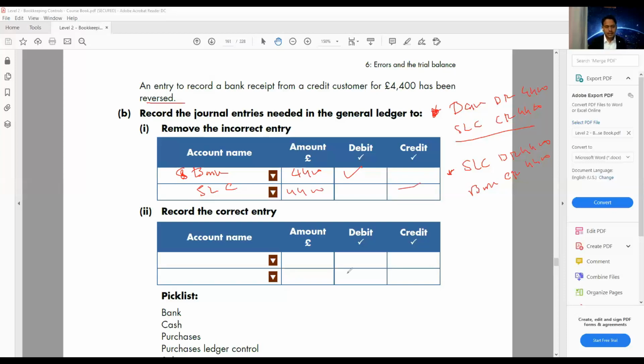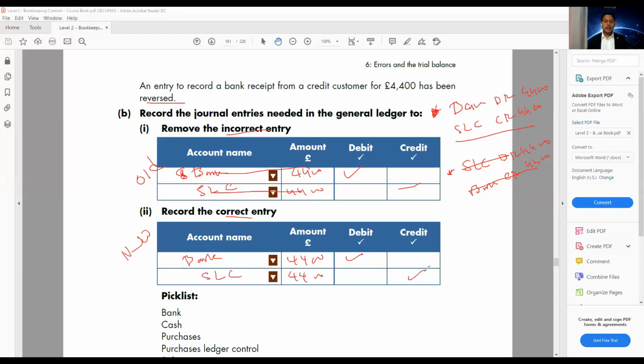As soon as I did that, my incorrect one will be gone. So this bank 4,400 debit will cancel this bank 4,400 credit, and sales ledger control was debit, it will be crossed by the credit, so it will be gone. Now the next one is to record the correct entry. I'm going to write the same thing because the first one will remove the old mistake and the new one will be in the system. So I'm going to write bank 4,400 debit and sales ledger control 4,400 credit.